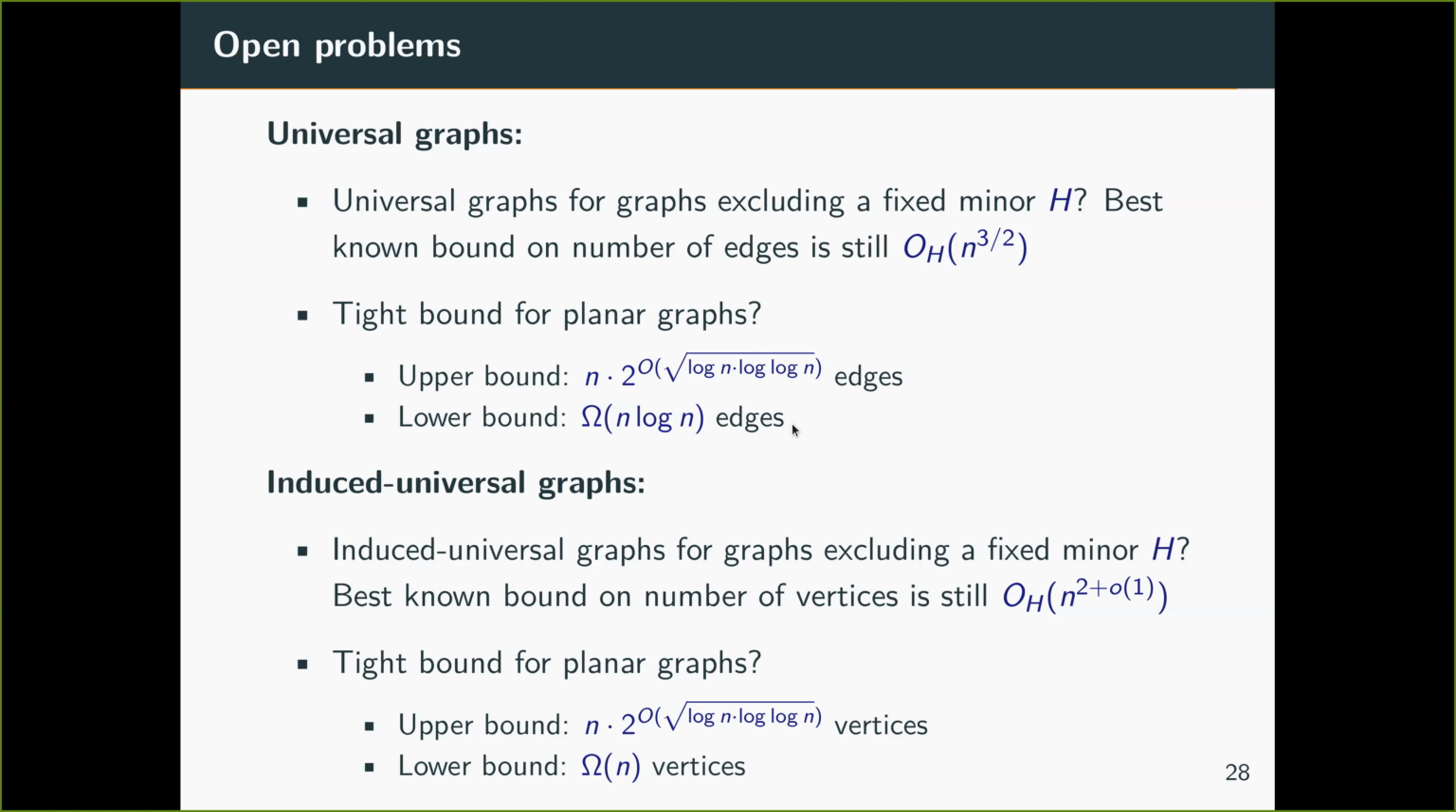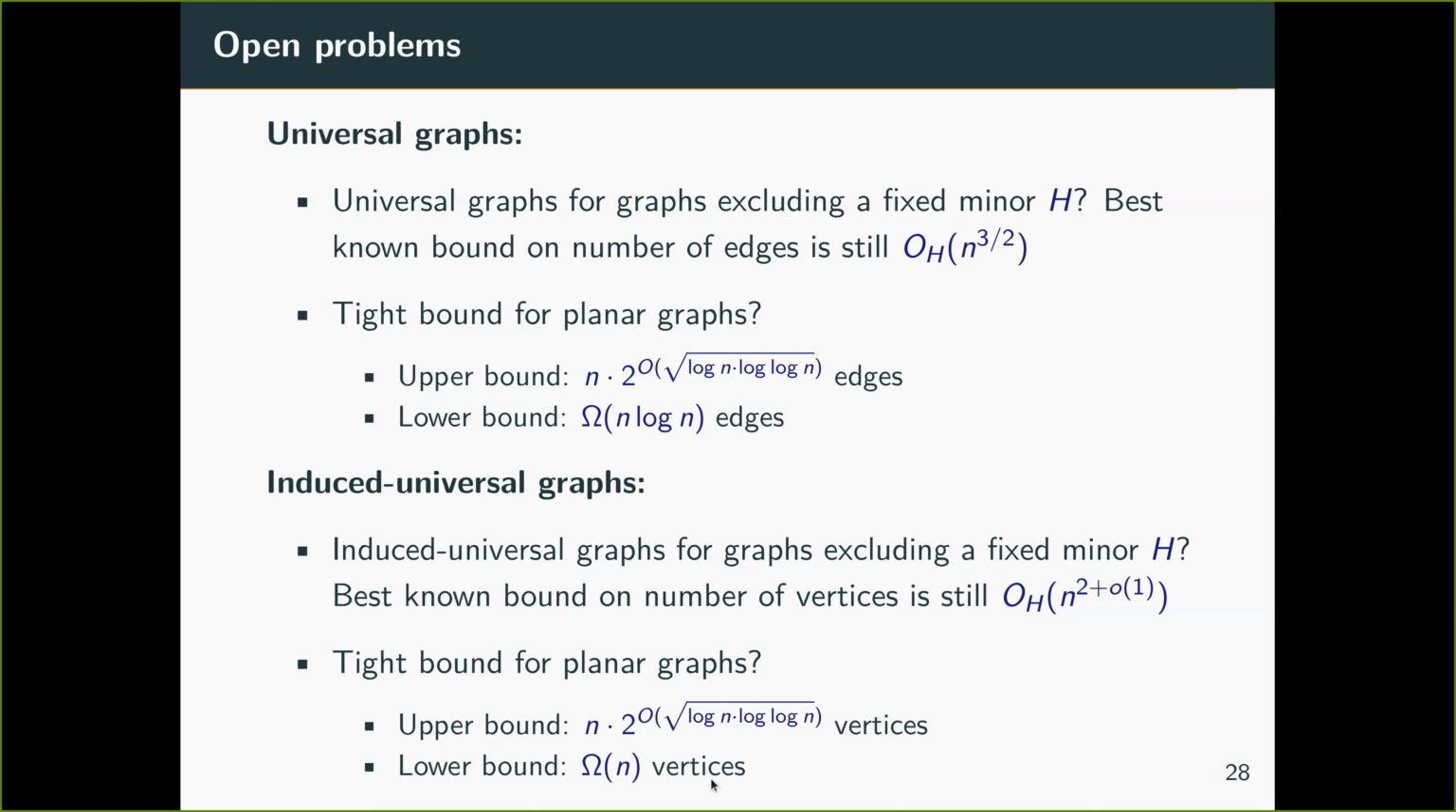For planar graphs, well, so we have a near linear upper bound, but there could still be an improvement because for lower bounds, we only have the lower bounds for trees, which is n log n. Right, so this, for all we know, that could be the truth. And there are similar open questions for induced universal graphs. If you exclude a fixed minor h, the best bound on the number of vertices is quadratic. And for planar graphs, again, we don't know what's the right bound. And there, from below, we only have a linear lower bound, not even an n log n.